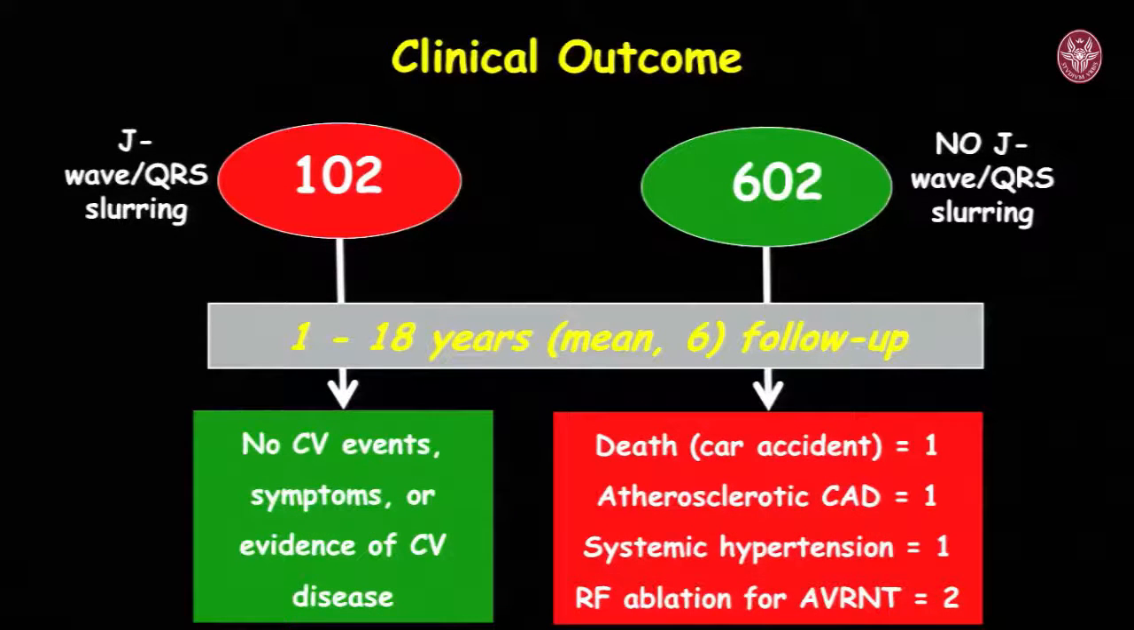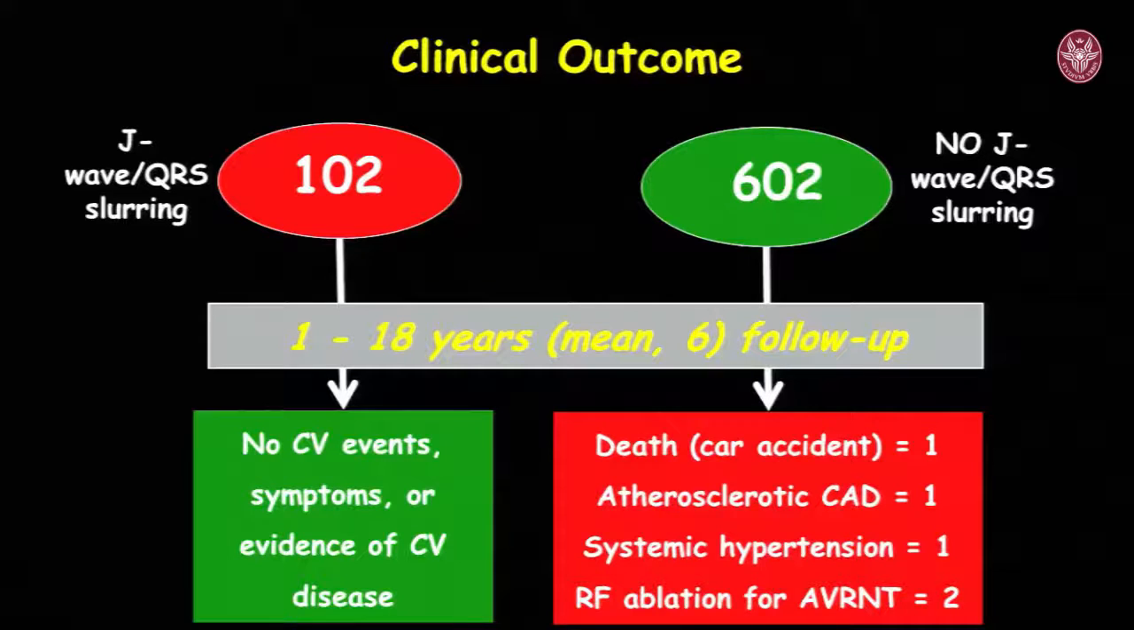But the most interesting, most compelling finding was the clinical outcome. As you can see, among the 102 athletes with J-wave, over a mean 6-year follow-up period, which in selected cases was more than 10 years and up to 18 years of follow-up, there were no cardiovascular events occurring, no symptoms, and no evidence of cardiovascular disease on the imaging testing.